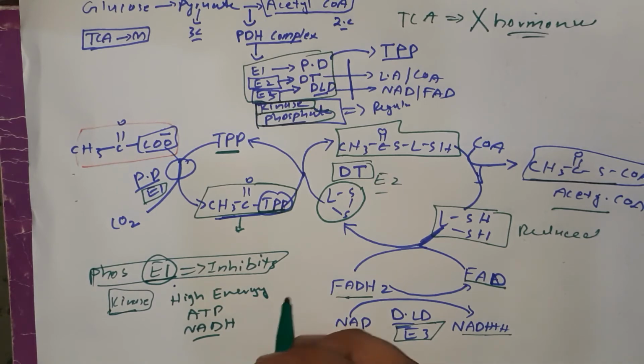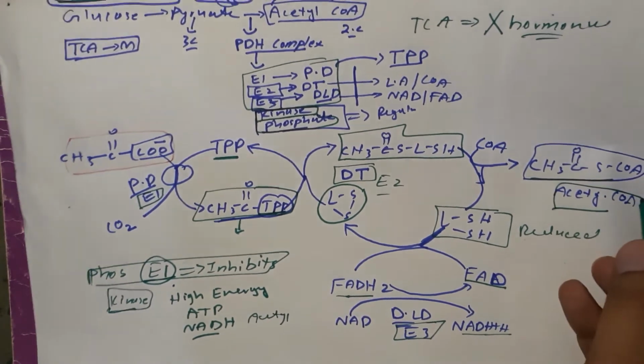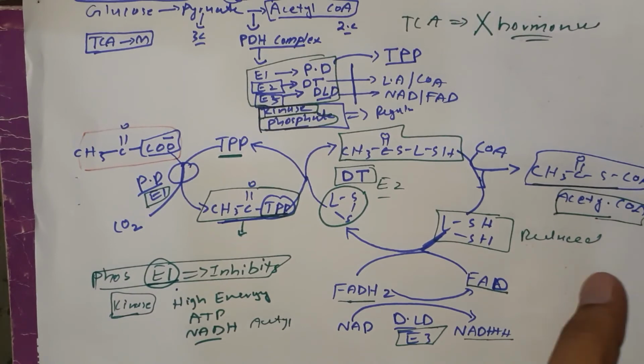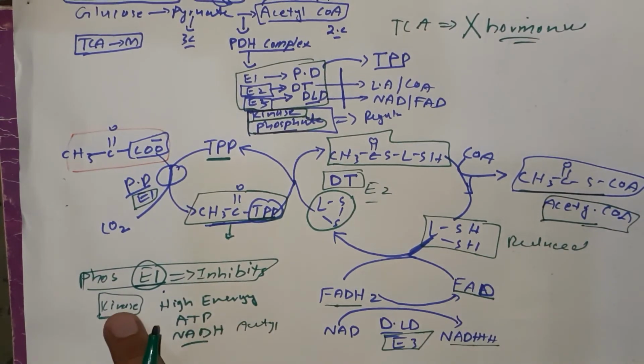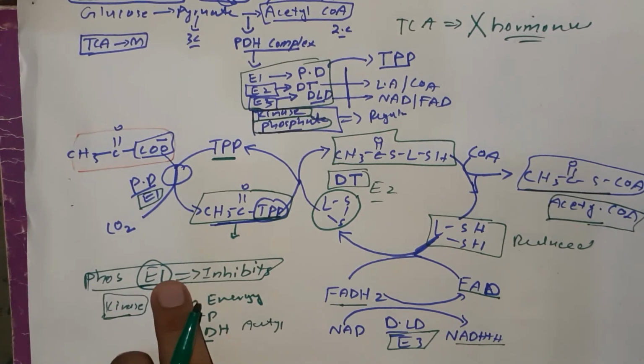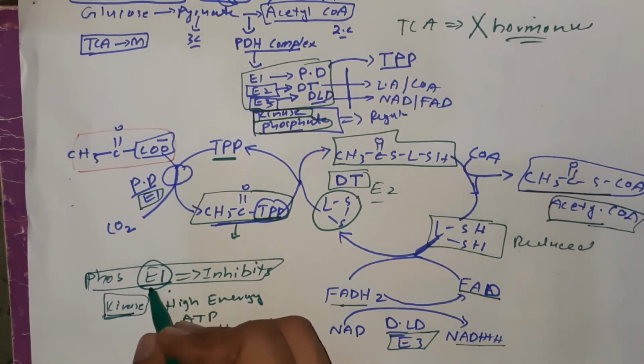Furthermore, it is also stimulated by acetyl CoA. So when there is sufficient acetyl CoA, it signals that acetyl CoA is surplus, so there is no need of making further acetyl CoA. Again, kinase activity is stimulated and E1 is phosphorylated and inhibited. So this is the stimulation of kinase activity and inhibition of E1.